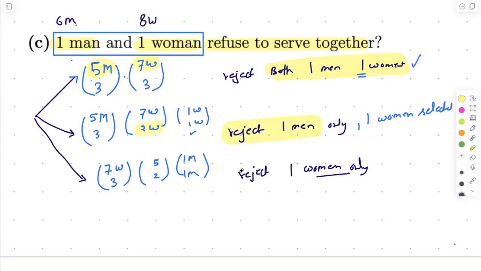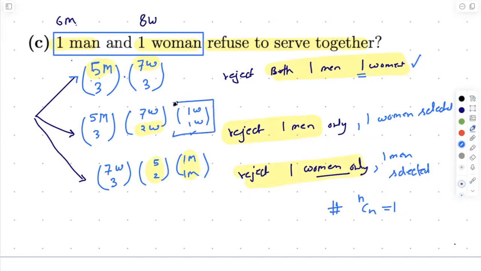And similarly, if you reject one woman only, then in that case, the one man is always going to be selected. Because if he is not selected, then we have the first case, which we have already counted. So for this particular case, out of five men I am choosing two, and this one particular man is always selected. And always remember, nCn is going to be one.